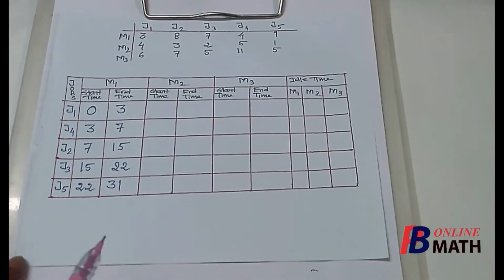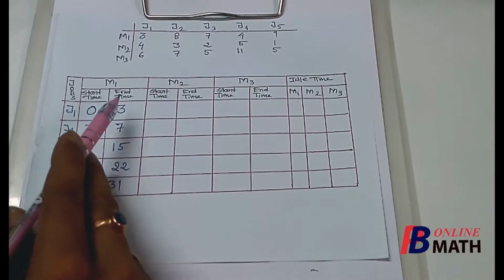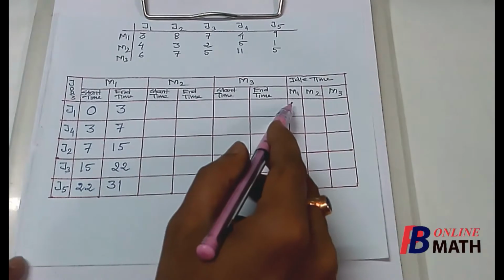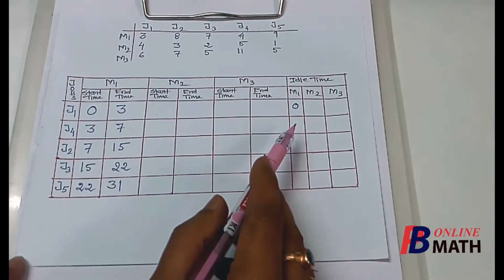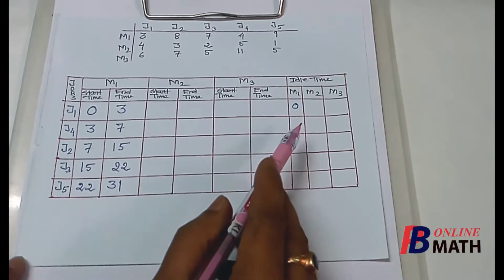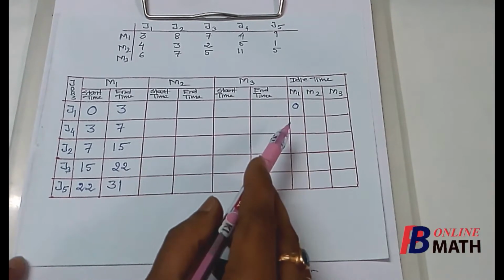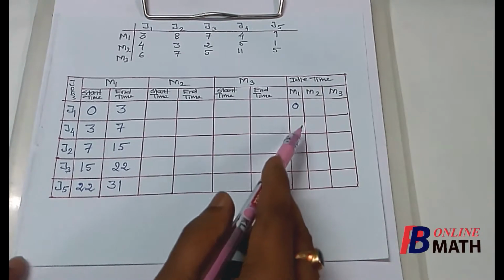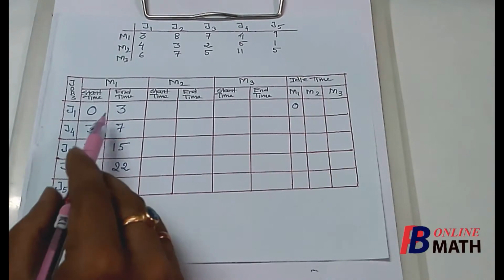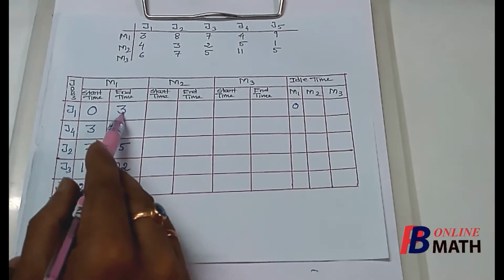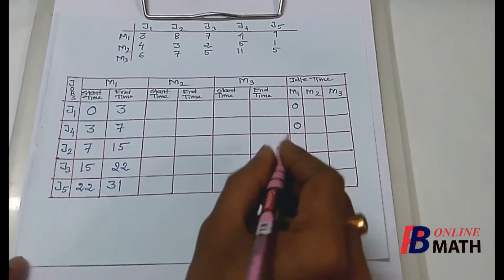Now let us find the idle time for the machine M1. Initially the idle time is 0. We know that idle time for M1 is equal to the start time of the current job minus the end time of the previous job. So to find this idle time, the start time of this job minus the end time of the previous job is again 0.